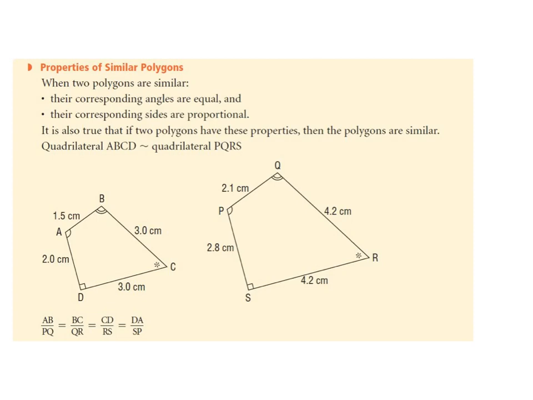Something else that we need to think about are the corresponding sides. So side AB, let me do this in a color. Side AB, which corresponds with PQ, needs to be proportional to BC and QR. So I'm just going to color all of the corresponding pairs just so we can see them a little bit easier. SR and CD, and our last pair, PS and DA.